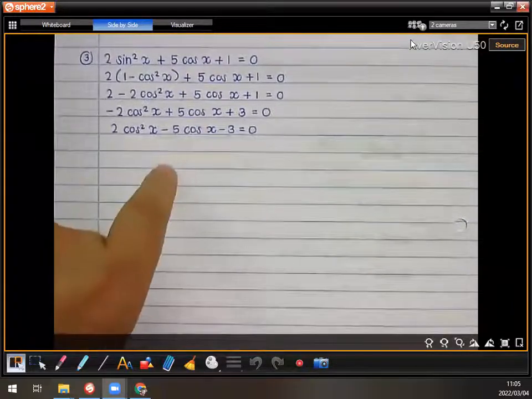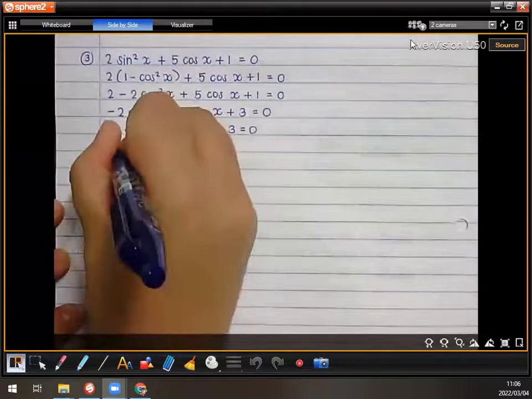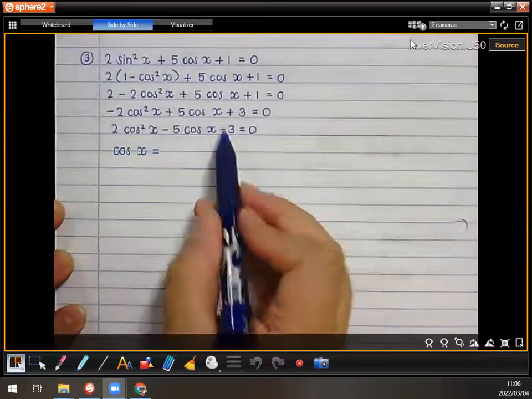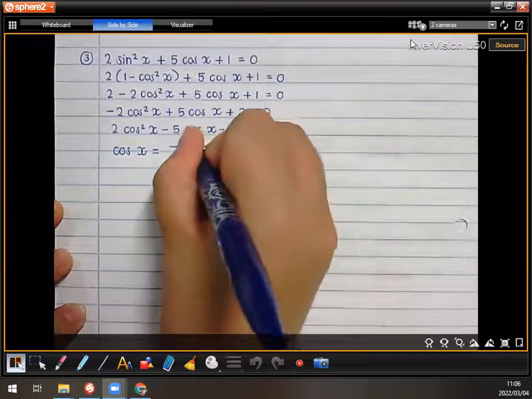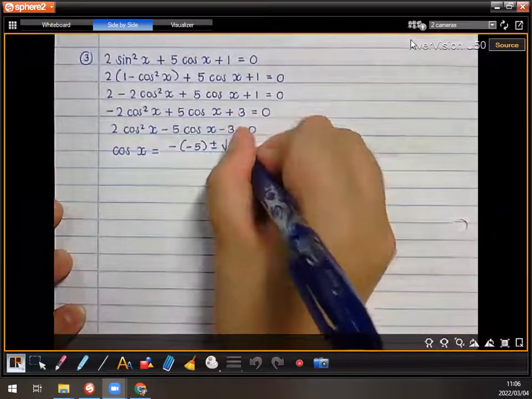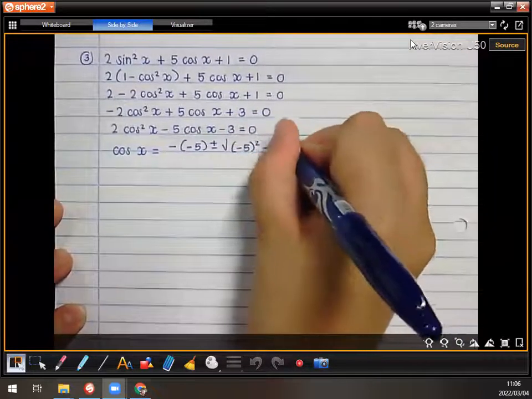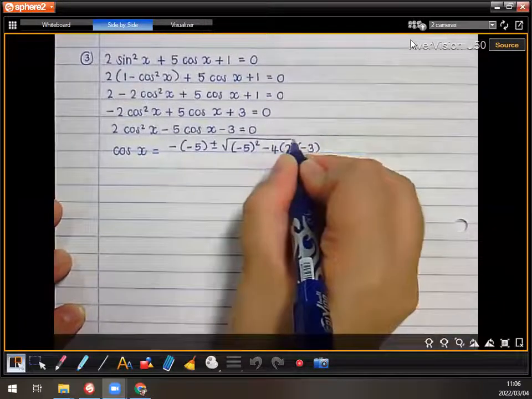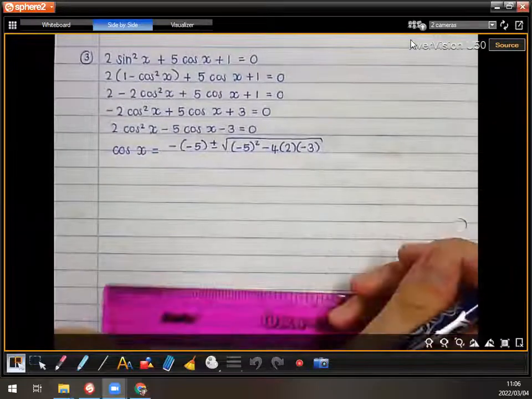But guys, am I going to write x equals the whole thing? No, what am I solving for here? Cos x. All right. Negative b, my b value is negative 5. So negative 5 plus or minus the square root of b squared, so negative 5 in brackets squared, minus 4 times a, which is 2, times c, which is negative 3. That is then all over 2a, which is 2 times 2.